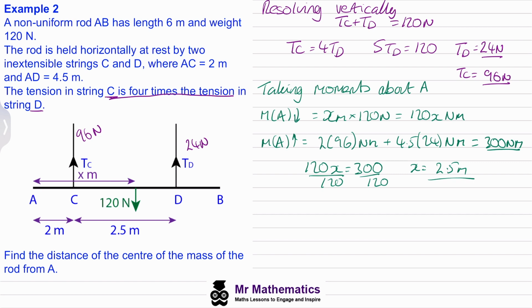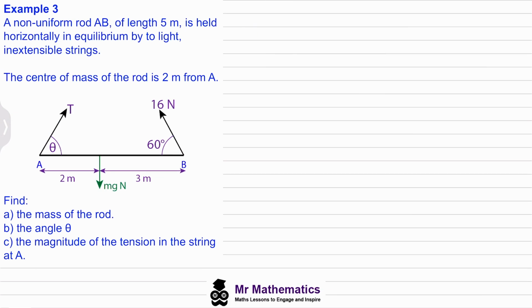And in example 3, we're going to look at when the forces are not applied perpendicular to the rod. Okay, so in example 3, we're given a non-uniform rod AB of length 5 meters, and it's held in place horizontally in equilibrium by 2 light inextensible strings. They should say 2. The center of mass of the rod is 2 meters from A. We've been asked to find the mass of the rod, the angle theta, and the magnitude of the tension in the string at A.